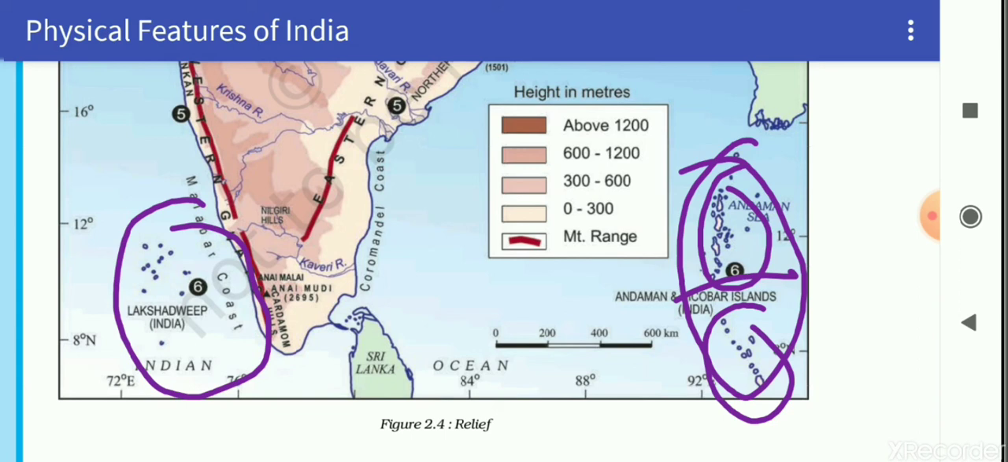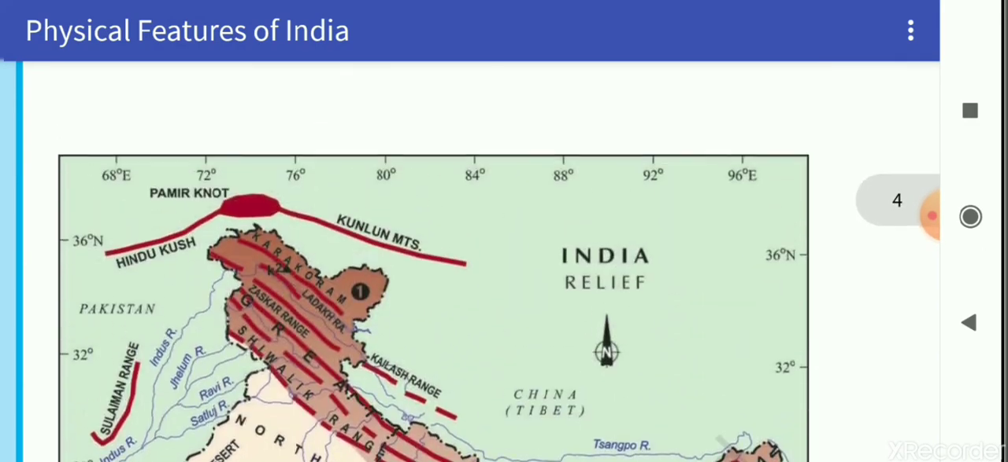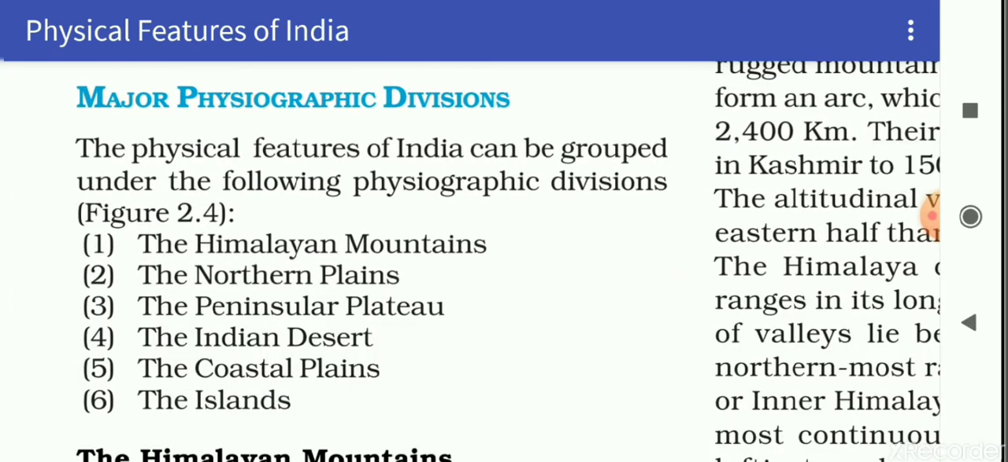So this was all about the islands. In this way we completed the entire topic of major physiographic divisions. Here you see the Himalayan mountains, the northern plains, the peninsular plateau, the Indian desert, the coastal plains, and the islands. So in this way we have completed our second chapter, that is physical features of India. So till then, goodbye.